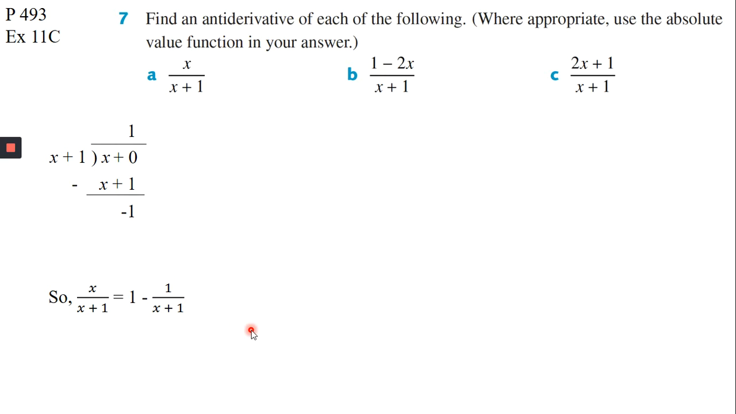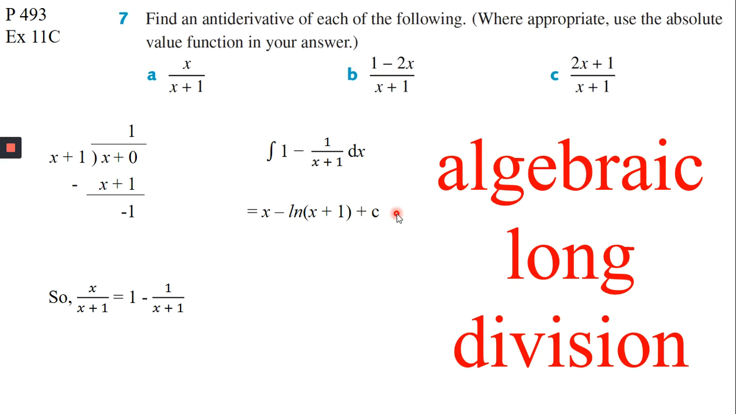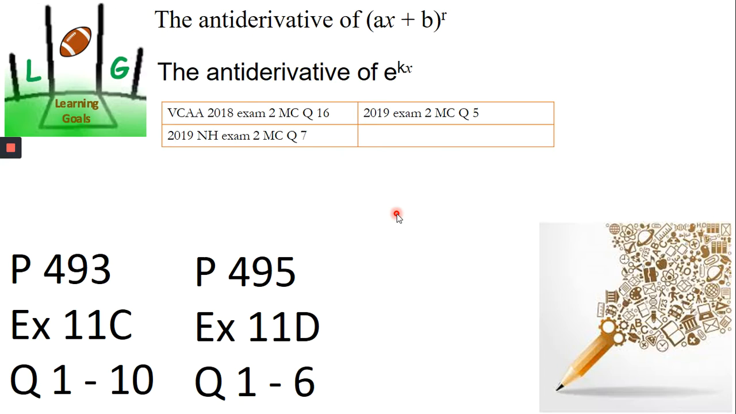So now it's much easier for me to integrate. I can integrate that, it's just going to turn into an x, and I can use the rule to integrate that. So x minus ln x plus 1 plus c. That algebraic long division that we did last year. Oh yeah, ages ago. So don't forget little things like that.